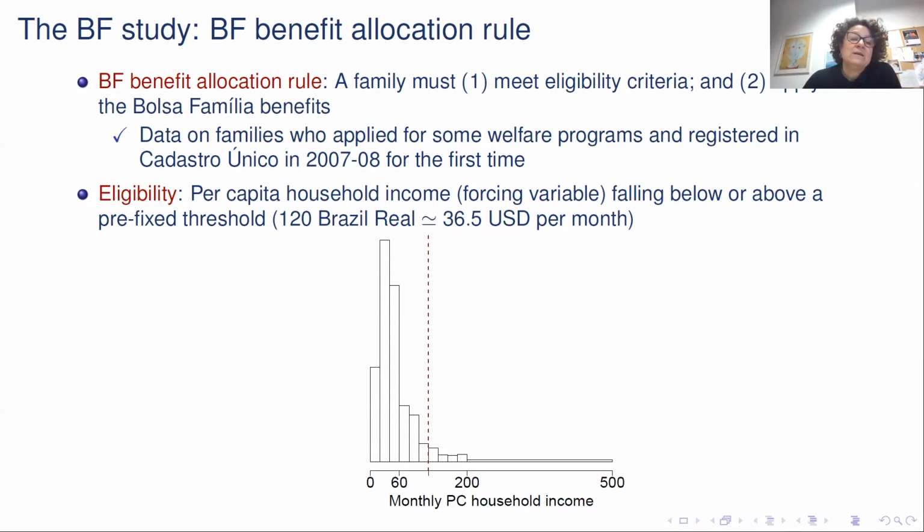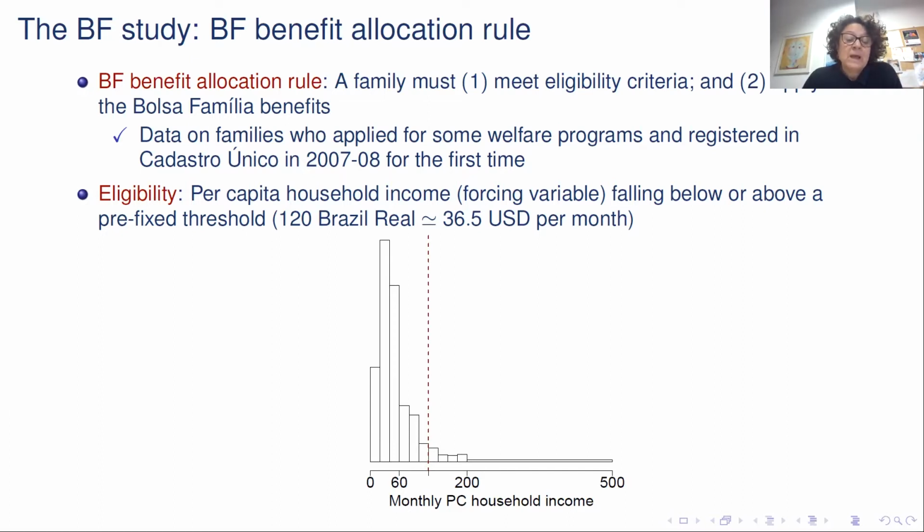And in fact, we chose and used that as a motivating example just because the Bolsa Familia benefit allocation rule is an example of an RDD. In order for a family to get this Bolsa Familia benefit, it must meet some eligibility criteria and also apply to get these benefits. For the application and the empirical analysis today, we will be using data on families who applied for some welfare program and are registered in this administrative archive called Cadastro Unico in the years 2007-2008 for the first time.